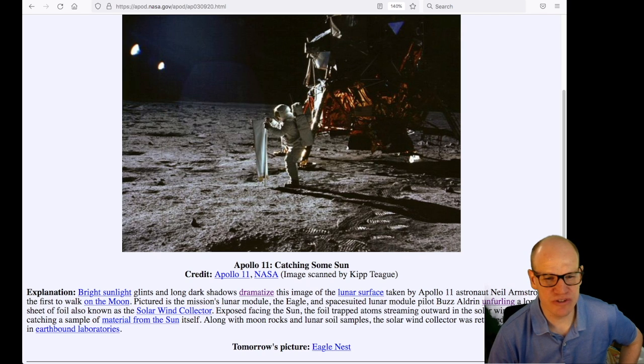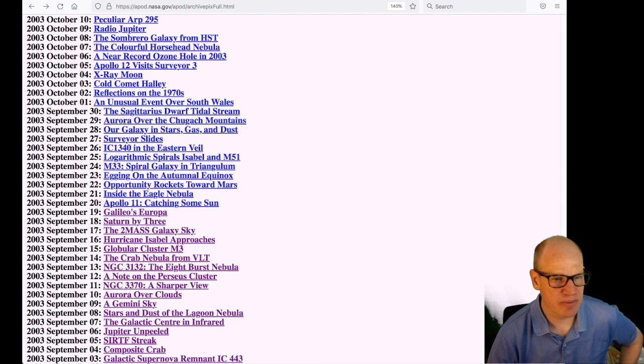Exposing the face, the foil traps atoms streaming outward in the solar wind, ultimately catching a sample of material from the sun. Along with moon rocks and lunar soil samples, the wind collector was returned for analysis in earthbound observatories. What else we got? Apollo, we did that one.